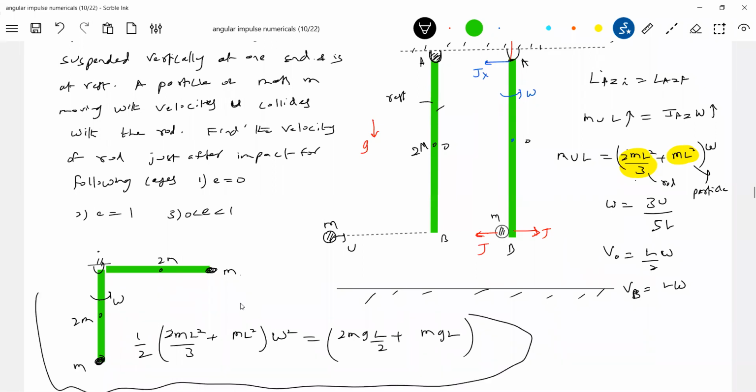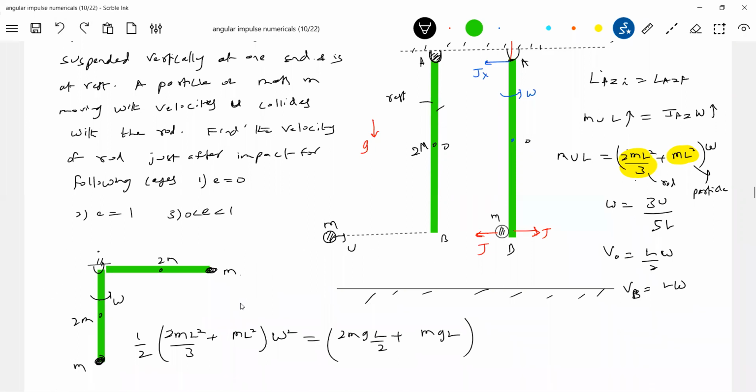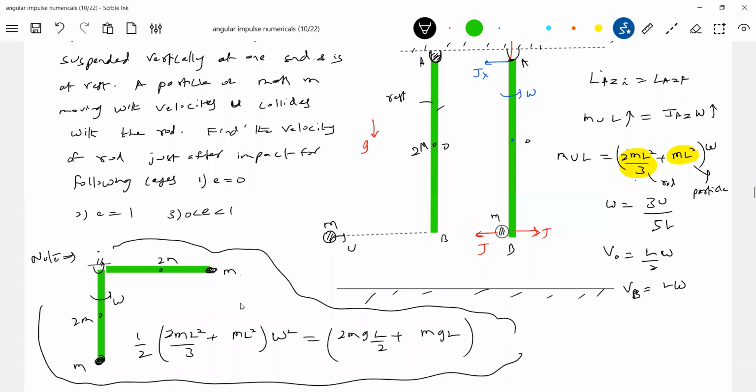They can ask you like this also. After the collision, when the rod plus particle rotate, to what height will they rise? Depending upon the omega, it will rise to a certain height. So my question is, after getting omega, what should be the required speed of the particle so that after collision the rod will become horizontal?